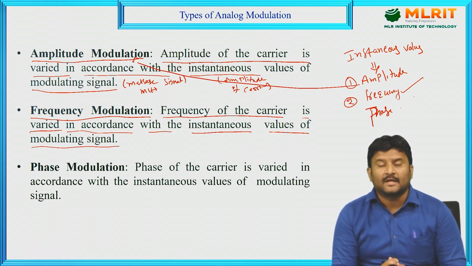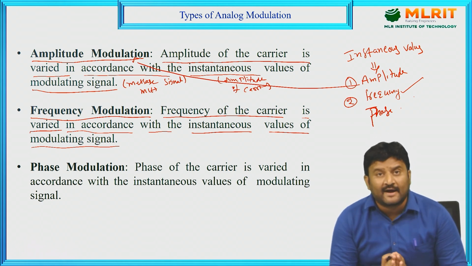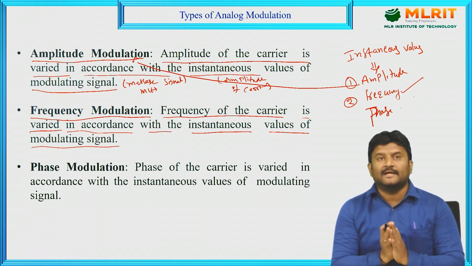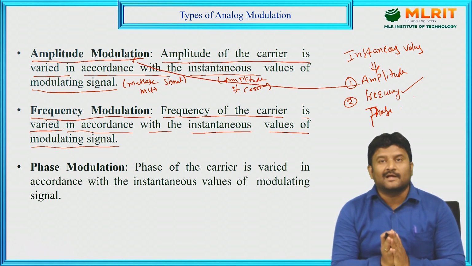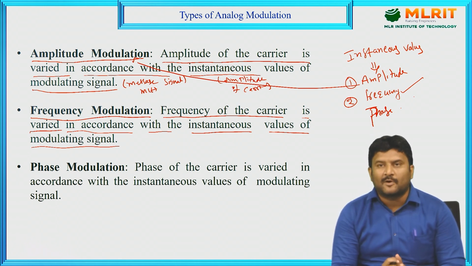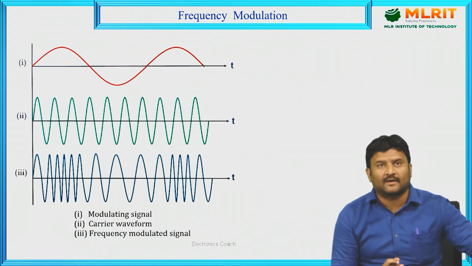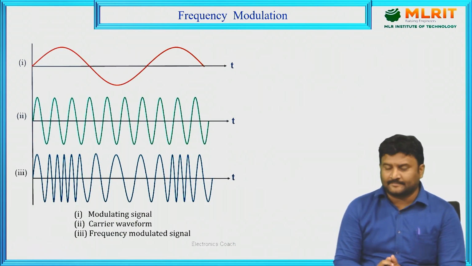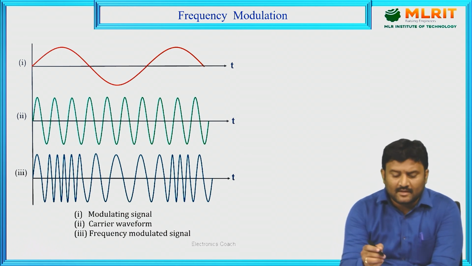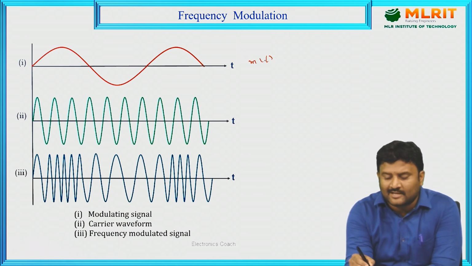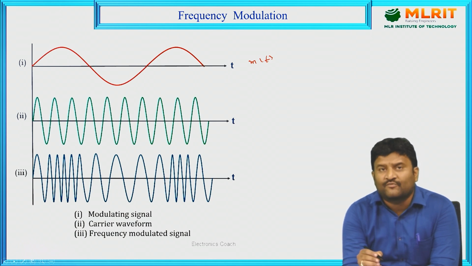Again I repeat, frequency modulation is defined as the frequency of the carrier being varied in accordance with the instantaneous values of the modulating signal. Then observe the waveform representation of frequency modulation. Observe here, the first one is the modulating signal. It is also called the information signal. It is a low frequency signal m(t).